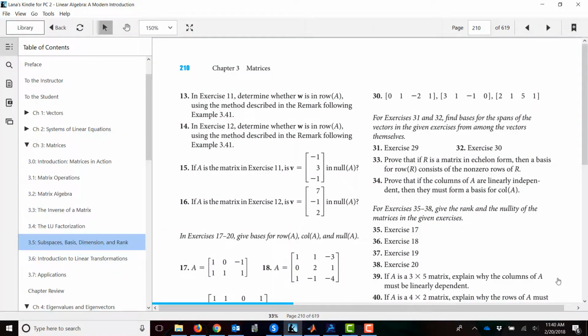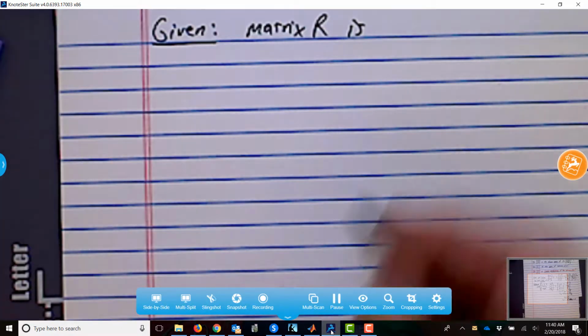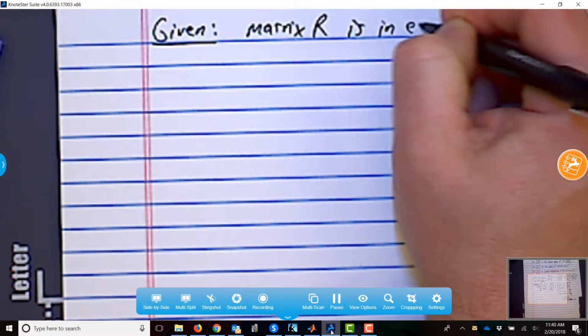So how do I prove number 33? Well, what's the given? Got to start with that, guys. What's the given? Given number 33. Yeah, matrix R is in echelon form. Given is what? Matrix R is in echelon form.